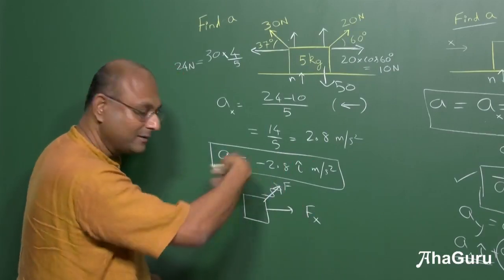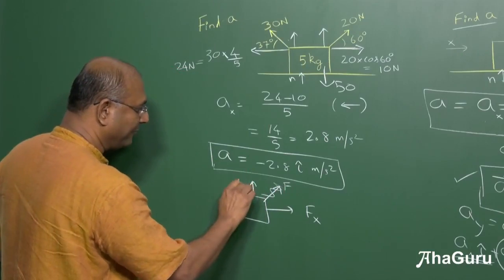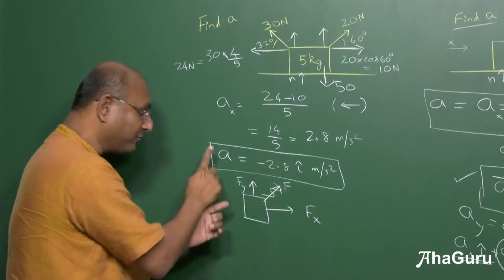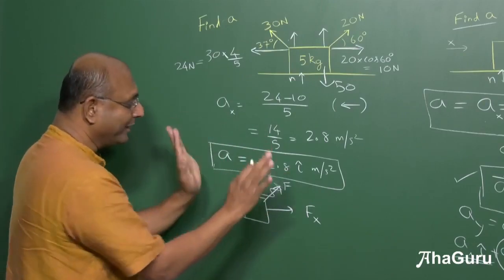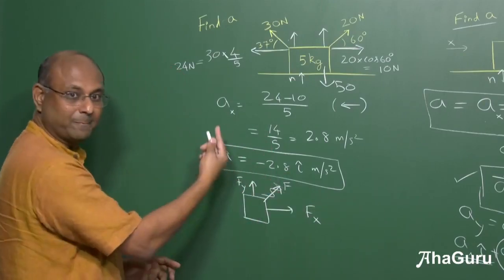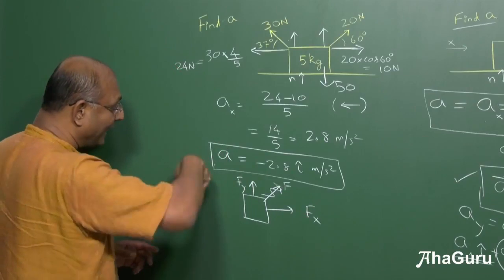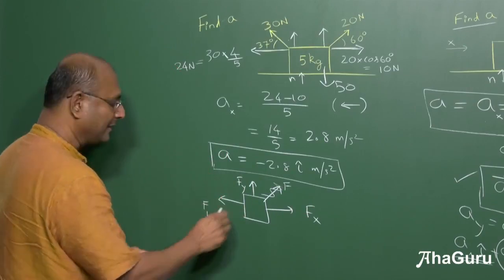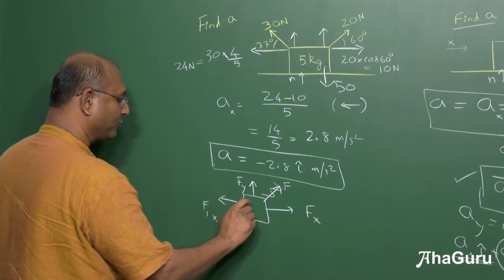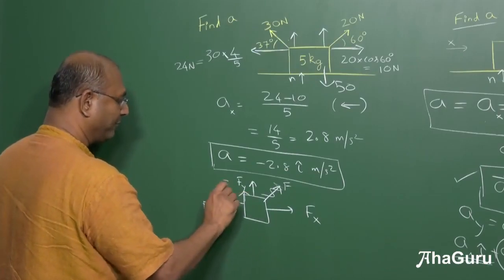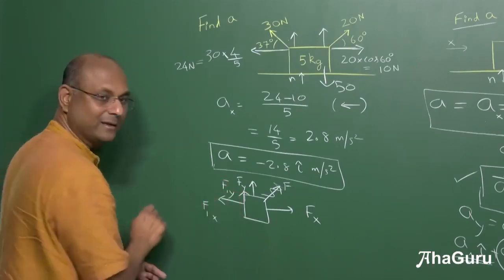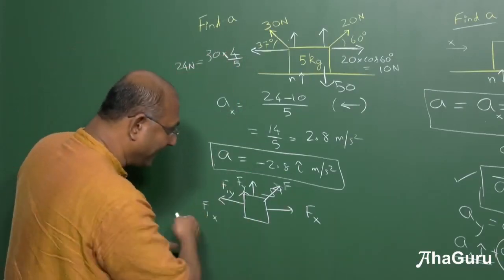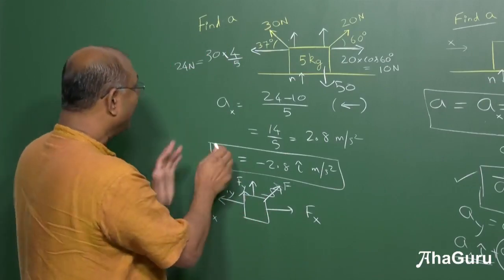This is F. Destroy F. Fy. What is Fx? F cos theta. What is Fy? F sin theta. But no F anymore, only Fx, Fy. If there was another force, again we will do F1x. Okay, maybe there is a force like that, F1y. We will take Fy's together and we will take Fx's together.